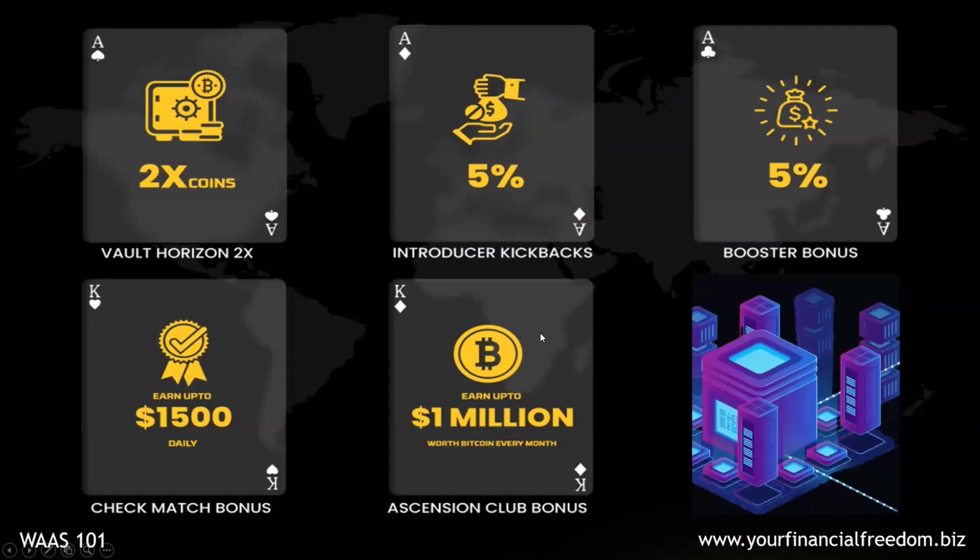Now, the tiers to get to that. The Ascension Club starts at Shiba. If you have 100,000 on your left, 100,000 on your right, you will achieve a Shiba rank. That means you'll get $1,000 worth of Shiba, and the ranks go up in different stages until it reaches $1 million worth of Bitcoin. That is having 20 million business volume on your left and your right.